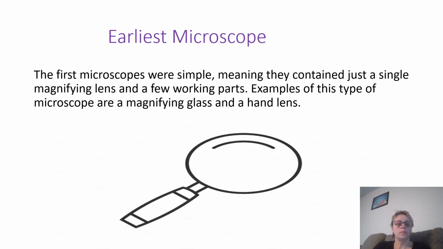Earliest microscopes. The first microscopes were simple, meaning they contained just a single magnifying lens and a few working parts. Examples of this type of microscope are a magnifying glass and a hand lens.